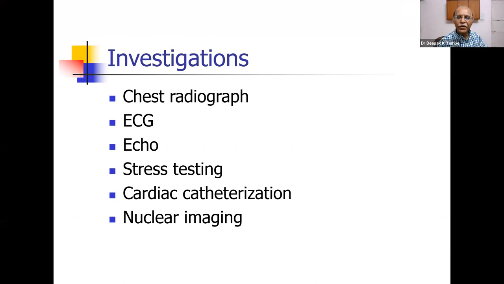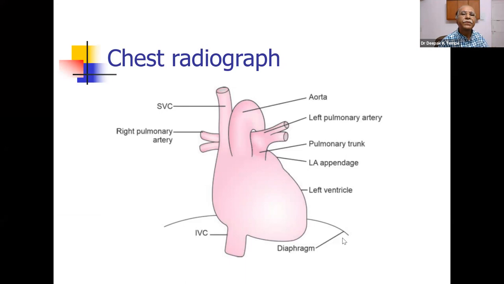So let's look at the chest radiograph. This is a schematic representation just to show you the borders. The right heart border is formed by the SVC and the right atrium. The left heart border is formed by the aorta, the main pulmonary artery, the left atrial appendage, and part of the left ventricle. So whenever you assess the X-ray, you need to look at the right and left heart borders.